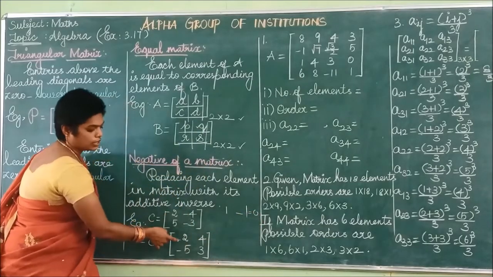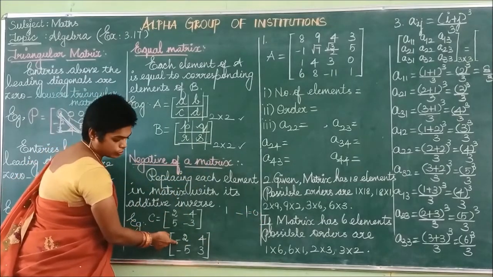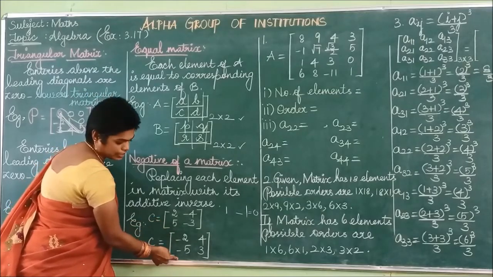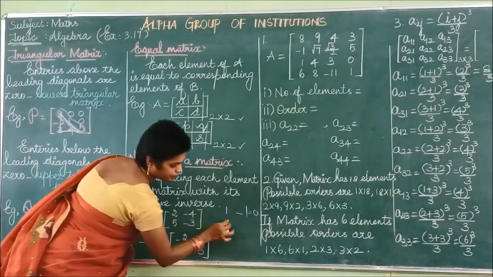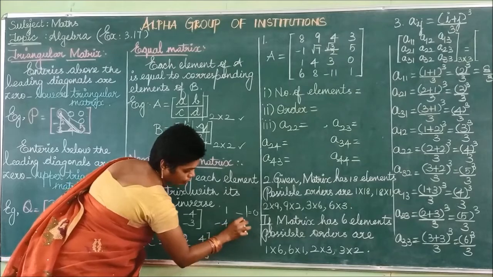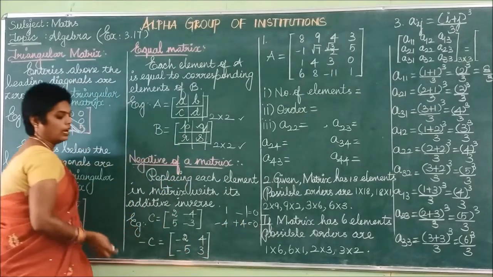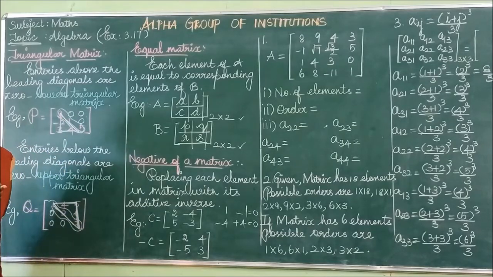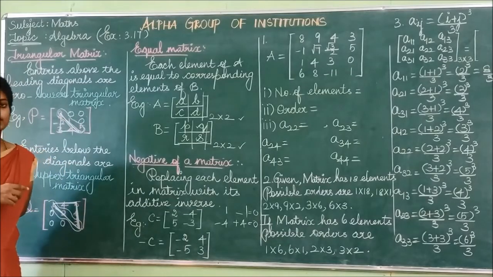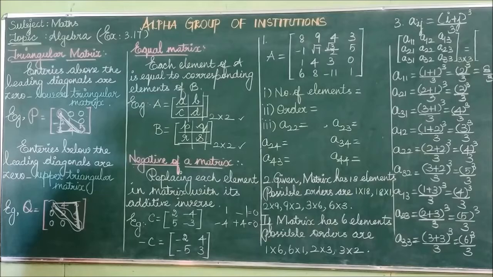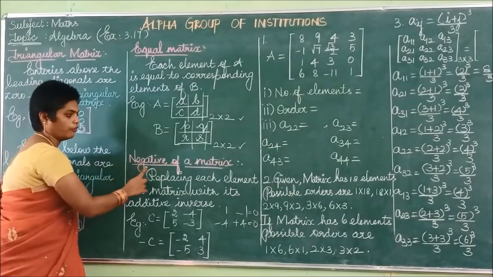So for 2, what is the additive inverse? Minus 2. For 5, minus 5. Minus 4 plus 4 gets 0. Minus 3 plus 3 gets 0. You have to change each and every element in the matrix to its additive inverse. That is called the negative of a matrix.